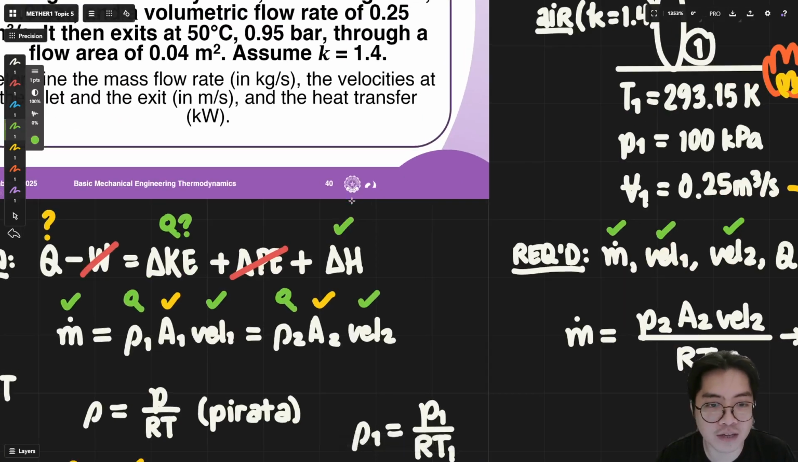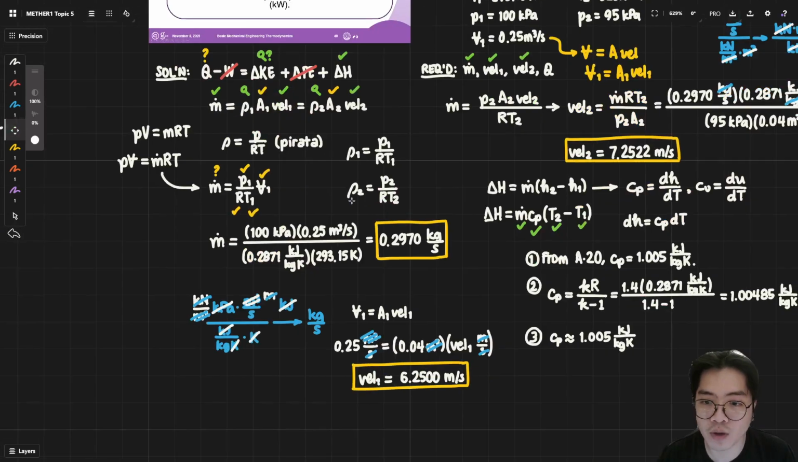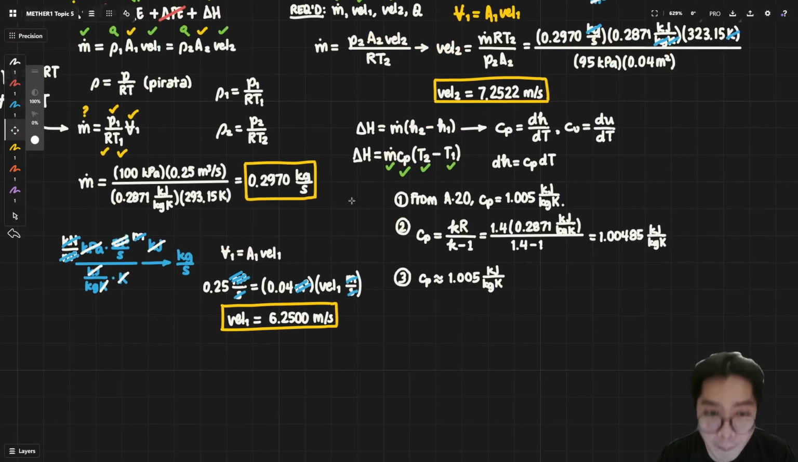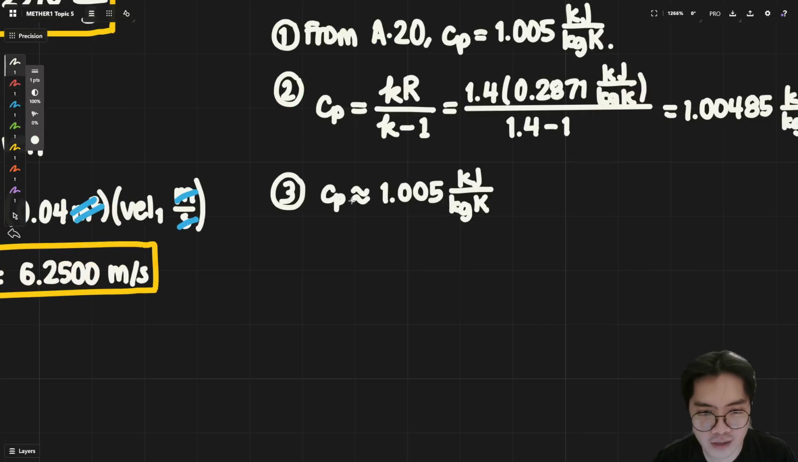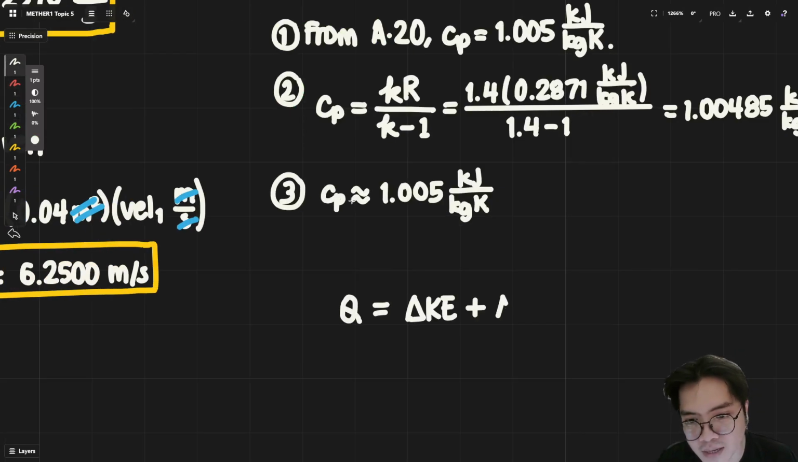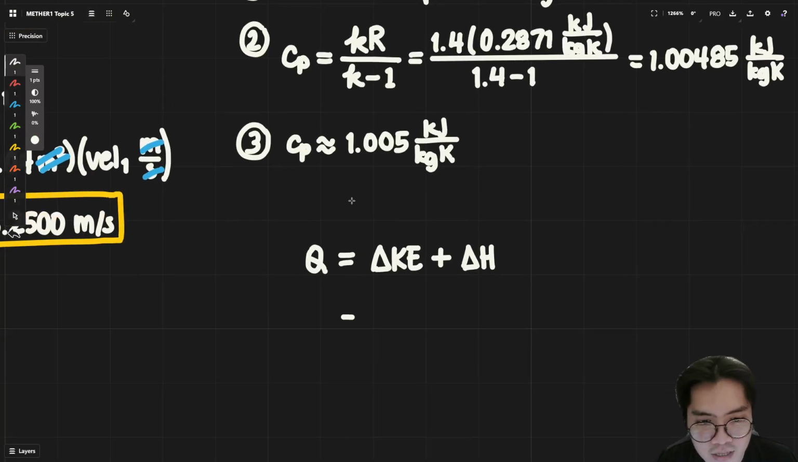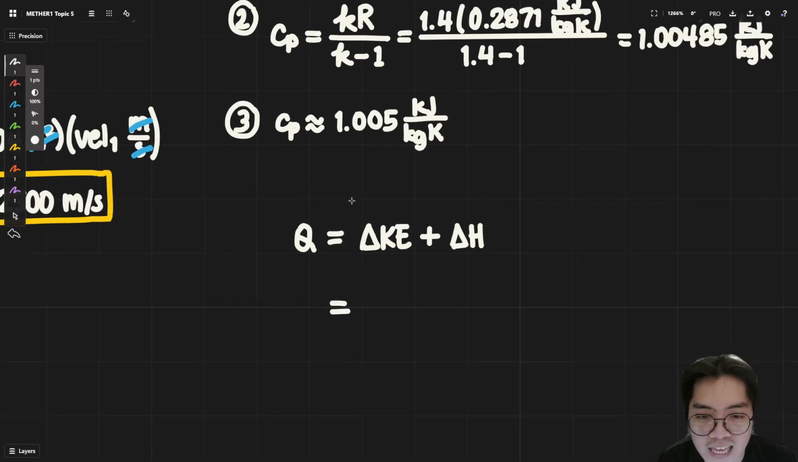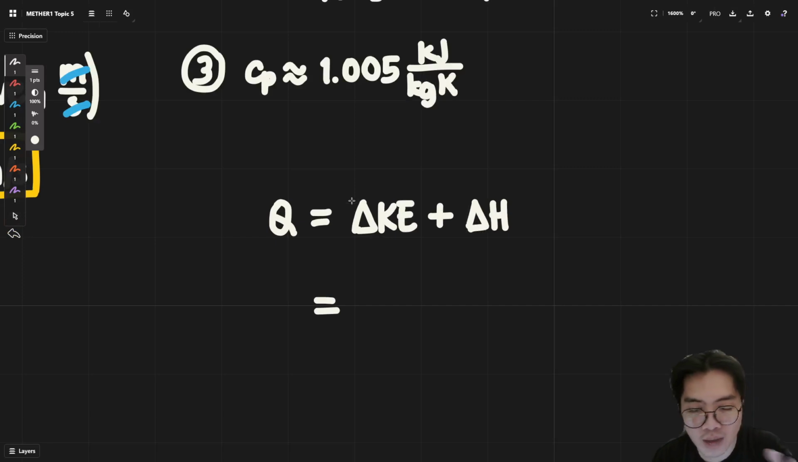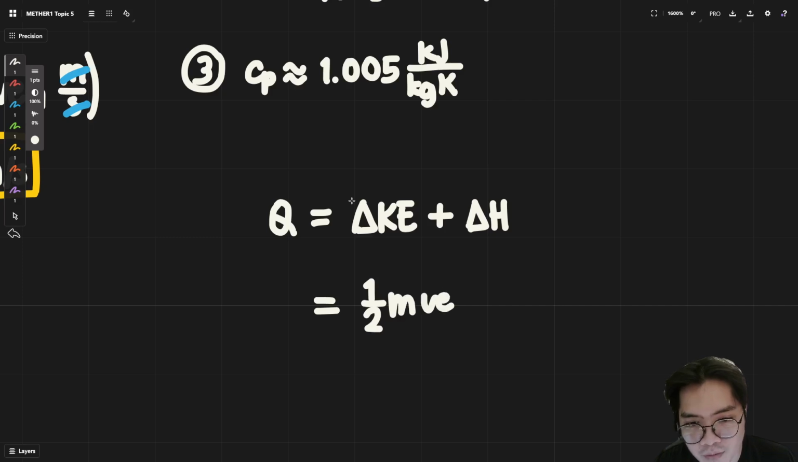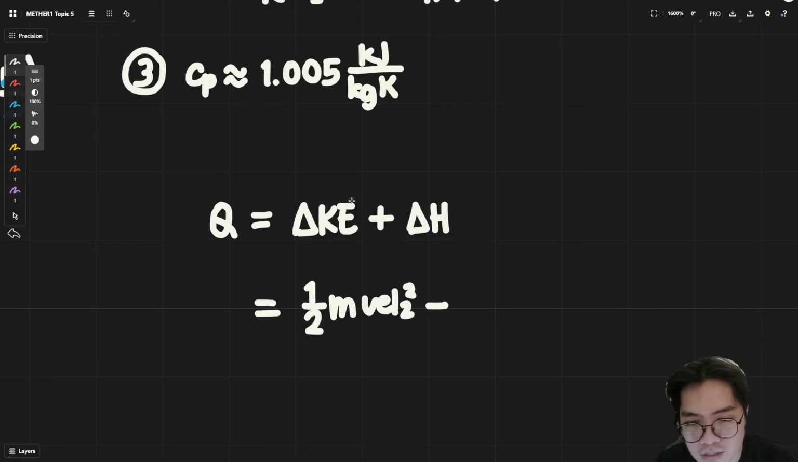We can now solve for delta H, and now technically we can solve for Q, hopefully. And now this is where we are going to run into a problem. Let's just try and solve for Q. Q is now delta KE plus delta H. This is where you're going to start encountering the issue. Delta KE is KE of state 2 minus KE of state 1. This will be 1/2 times M vel 2 squared minus 1/2 M vel 1 squared.